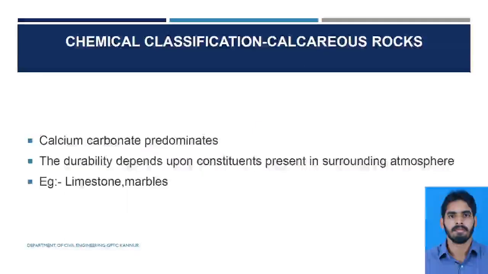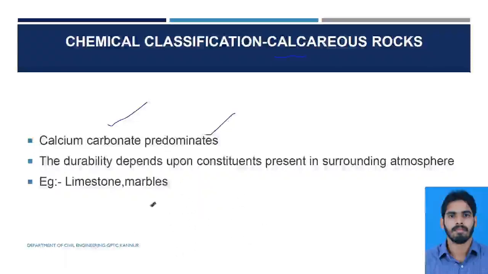Don't forget. Next is calcareous rocks. What is calcareous? Calcareous means it contains calcium. Cal means calcium. Simply, calcium carbonate predominates. Predominance means it is more of calcium carbonate. It dominates. The durability depends on the constituents present in the surrounding atmosphere. Some sort of reactions may occur. Examples are limestone and marbles. You may think the Taj Mahal was built by marbles only.